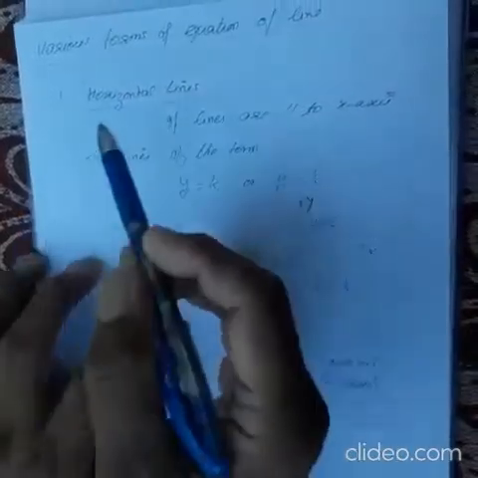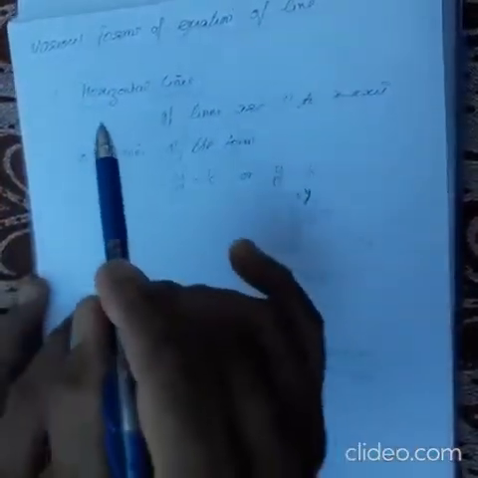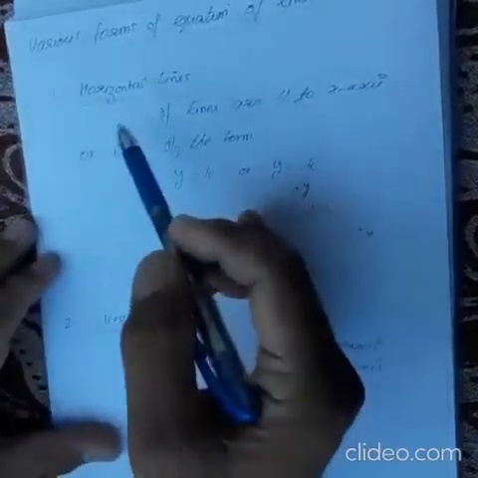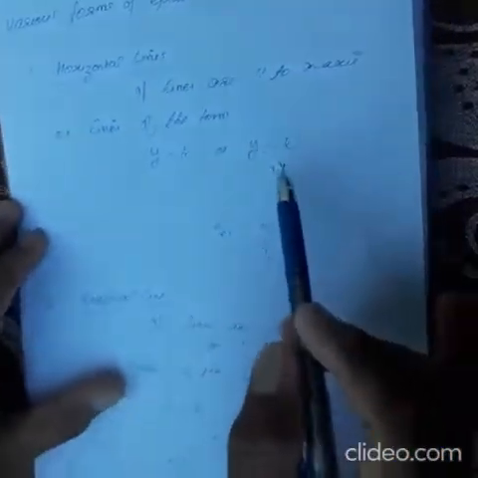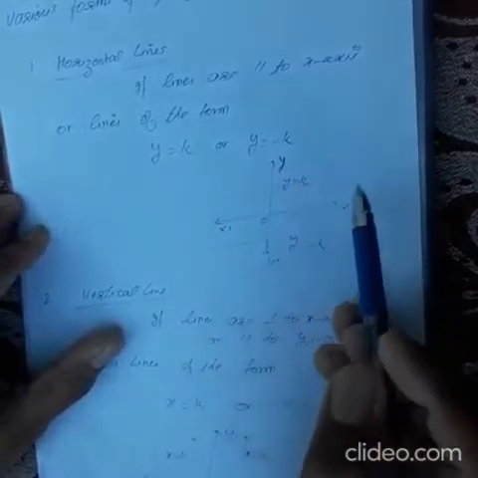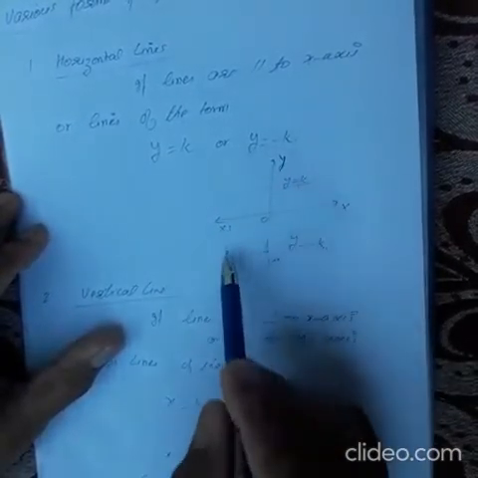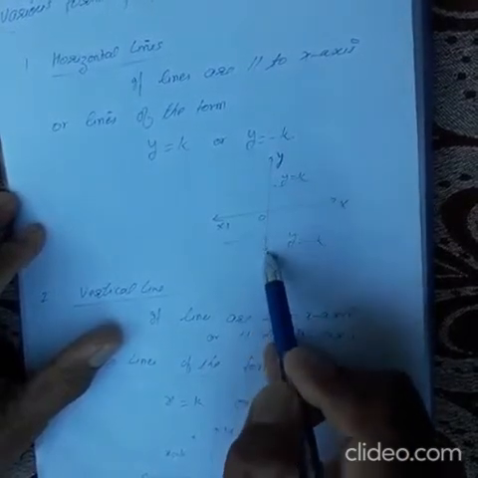Now for the next exercise we have a few concepts. There are various forms of the equation of a line. I'm starting with the horizontal line, the first type of line. The line may be horizontal. A horizontal line means the line is parallel to the x-axis. It may be of this type or of this type, above the origin or below the origin.